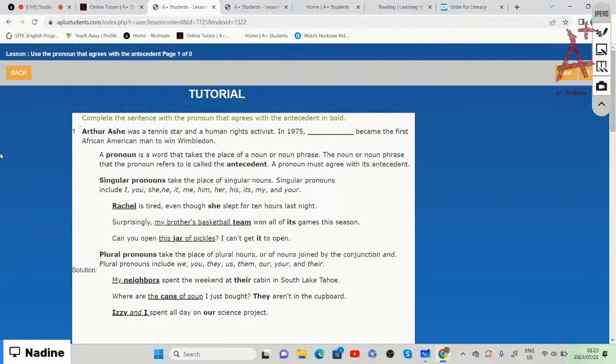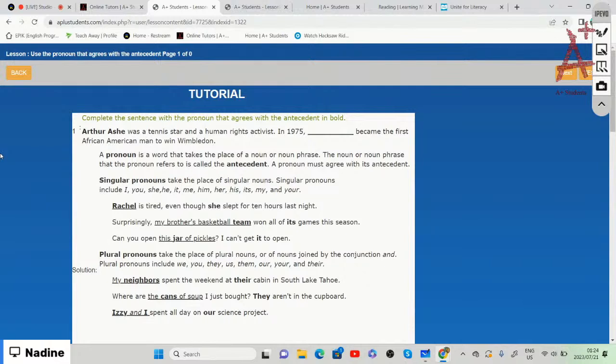And then we have the plural pronouns, right? Plural pronouns take the place of plural nouns, and the plural pronouns refer to more than one person, place, or thing, right? So plural pronouns take the place of plural nouns, or plural pronouns take the place of nouns that are joined by the conjunction, specifically and, right?